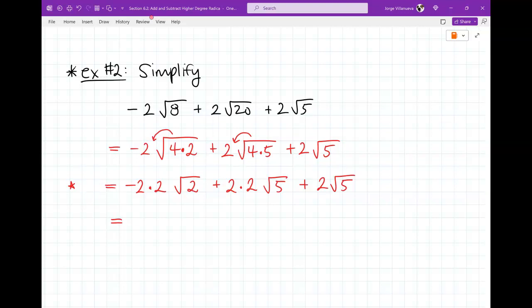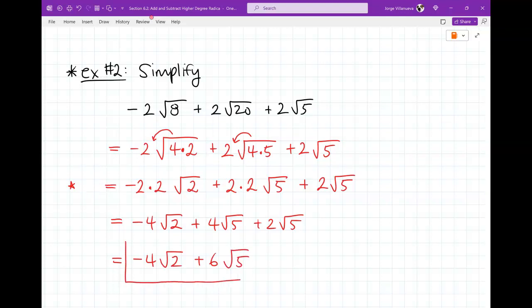All right, negative 2 times 2 is negative 4 radical 2. 2 times 2 is 4 radical 5 plus 2 radical 5. Can I combine anything? Yes. What can I combine? 4 radical 5 and 2 radical 5. All right, so those are my like terms, right? But we call them like radicals. So 4 plus 2 is 6. So here's my final answer. Negative 4 radical 2 plus 6 radical 5. I cannot break down a radical 2 or a radical 5 anymore. So that's just it. We're done.